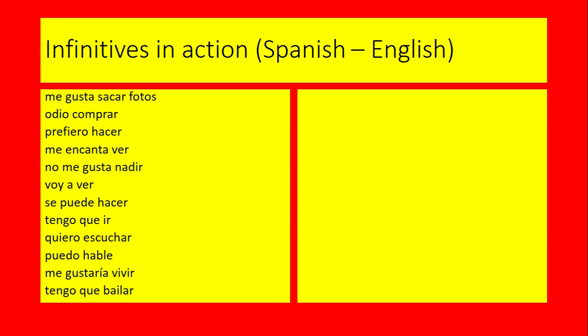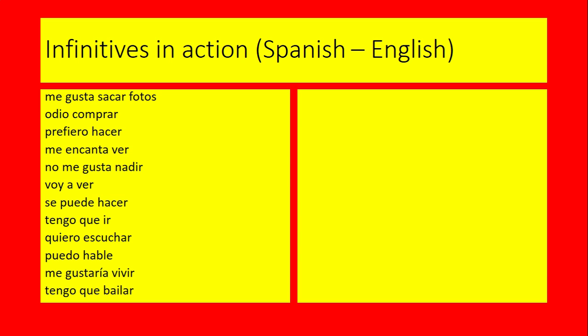So just to recap so far, a lot of the verbs that involve liking or disliking or hating or loving or preferring are followed by the infinitive, as are verb constructions like tengo que, I have to, and verbs of wanting, quiero, me gustaría, and also for the future tense, voy a. So have a look at these verb phrases. Can you translate them into English? Maybe you just want to press pause before I give away the answers.